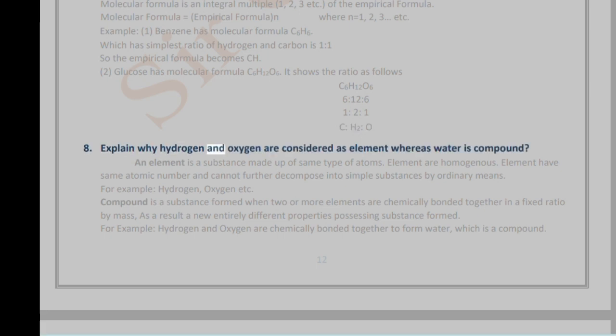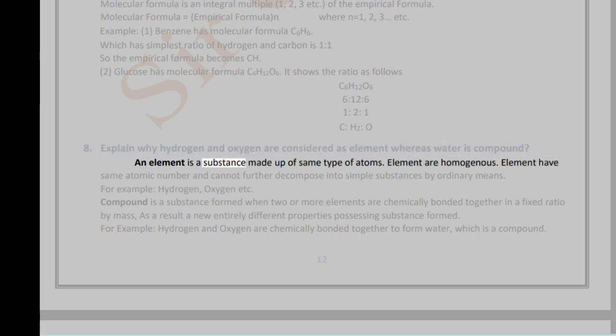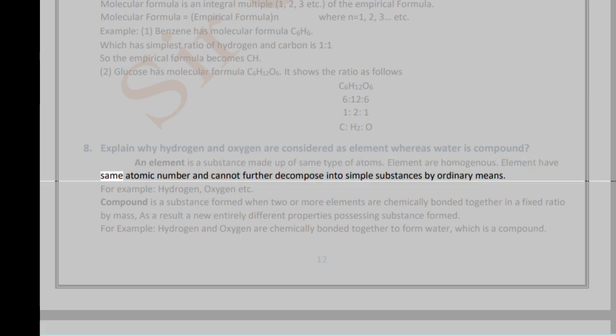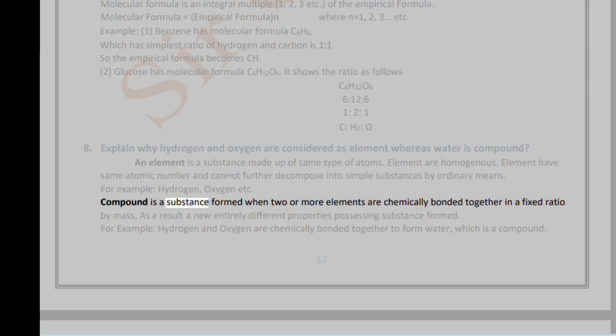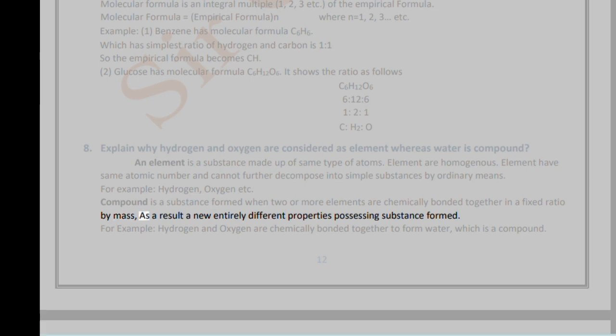8. Explain why hydrogen and oxygen are considered as elements whereas water is a compound. An element is a substance made up of the same type of atoms. Elements are homogeneous. Elements have the same atomic number and cannot be further decomposed into simpler substances by ordinary means. For example, hydrogen, oxygen, etc. A compound is a substance formed when two or more elements are chemically bonded together in a fixed ratio by mass, as a result of which a new substance with entirely different properties is formed. For example, hydrogen and oxygen are chemically bonded together to form water, which is a compound.